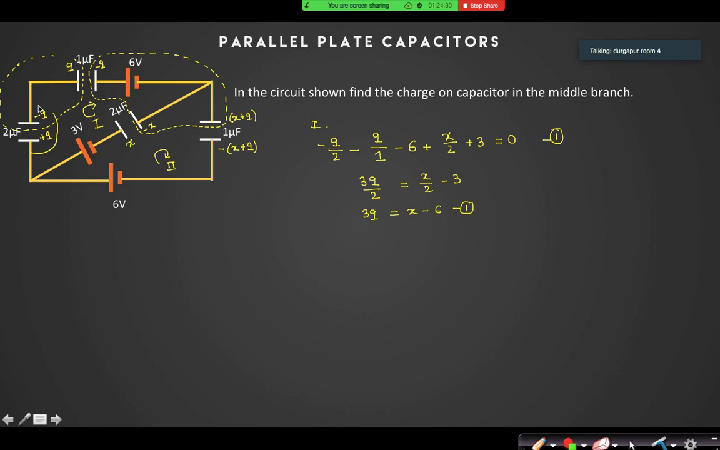When I am jumping from plus Q to minus Q, potential decreases. By how much amount does potential decrease? From Q equal to C delta V, equal to Q by C. So Q divided by C, potential decreases. Q divided by 2. From here to here again I am jumping, so Q divided by 1. From here to here potential decreases by 6 volt. Here to here I am jumping from minus plate to positive plate, so that is why it will be plus of X by 2, because I am increasing my potential. And now from here to here again the battery potential increases, so I have taken plus 3 equal to 0.